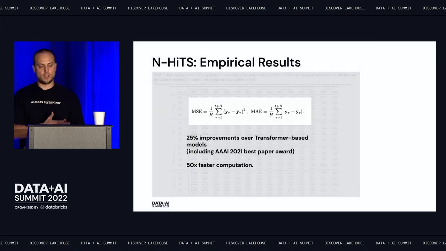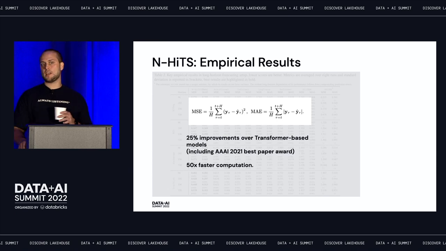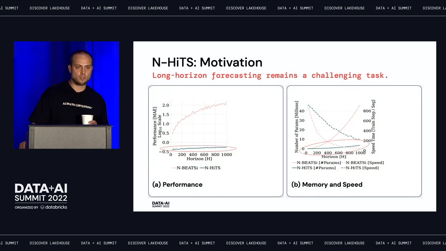And again, we see a massive improvement in performance, namely 25% improvements over other state-of-the-art transformer-based architectures. We outperform one of the best awarded papers of AAAI of last year. And what's very interesting is that this model is outperforming competitors and is also reducing the computational time. It's 50 times faster than some transformer-based methods. Again, because it uses a lot fewer parameters, it's a sparse model, which is great, no? If you don't want to spend a lot of money or time in your forecasting.